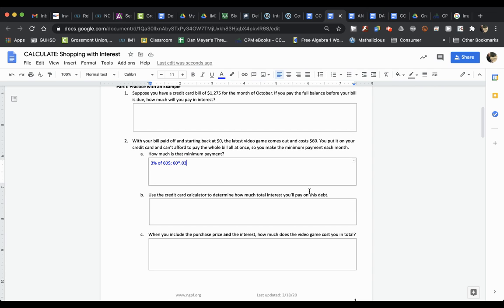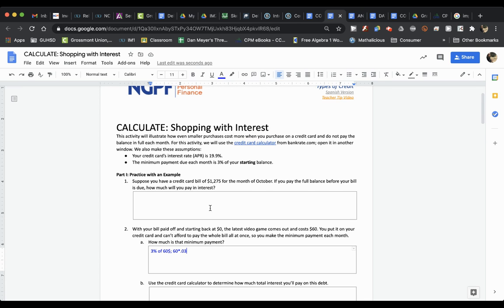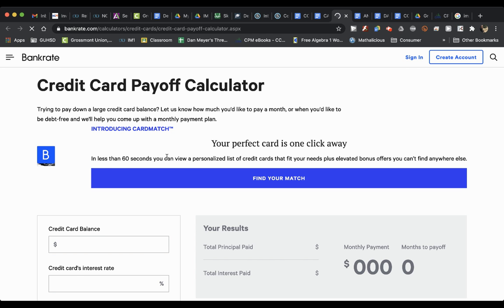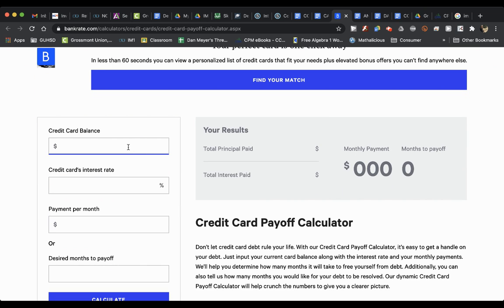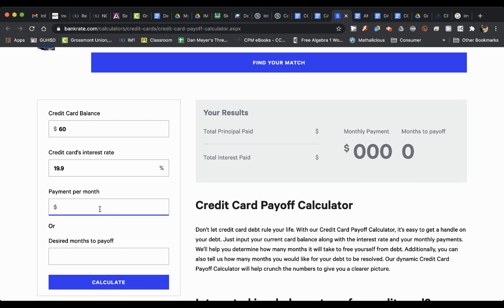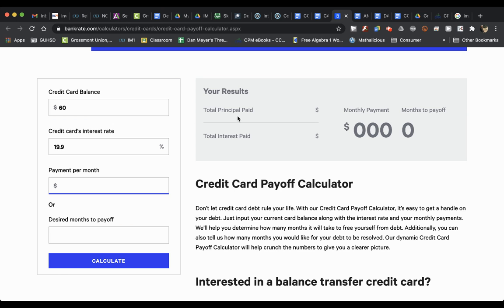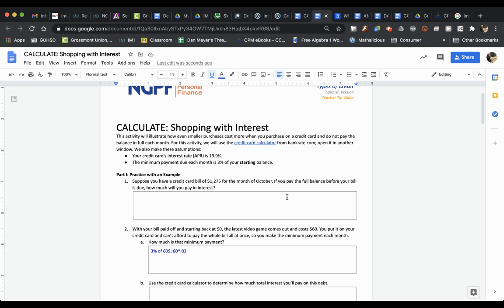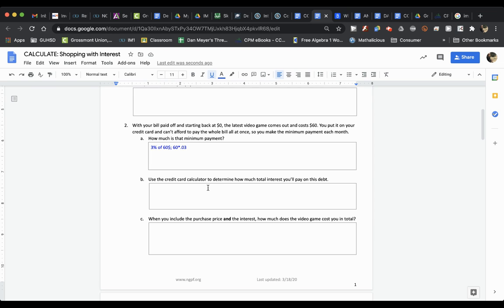Then it says use the credit card calculator to determine how much total interest you'll pay on this debt. If you're paying the minimum each month, once you figure that out, you're going to go up here and click on the credit card calculator that's here. So if your credit card balance was, let's say, 60, your interest rate is 19.9, and your payment per month is whatever 3% of 60 is going to be, you're going to put that here. And then from there, you should be able to maneuver through it. That should give you the total interest you'll pay on this.